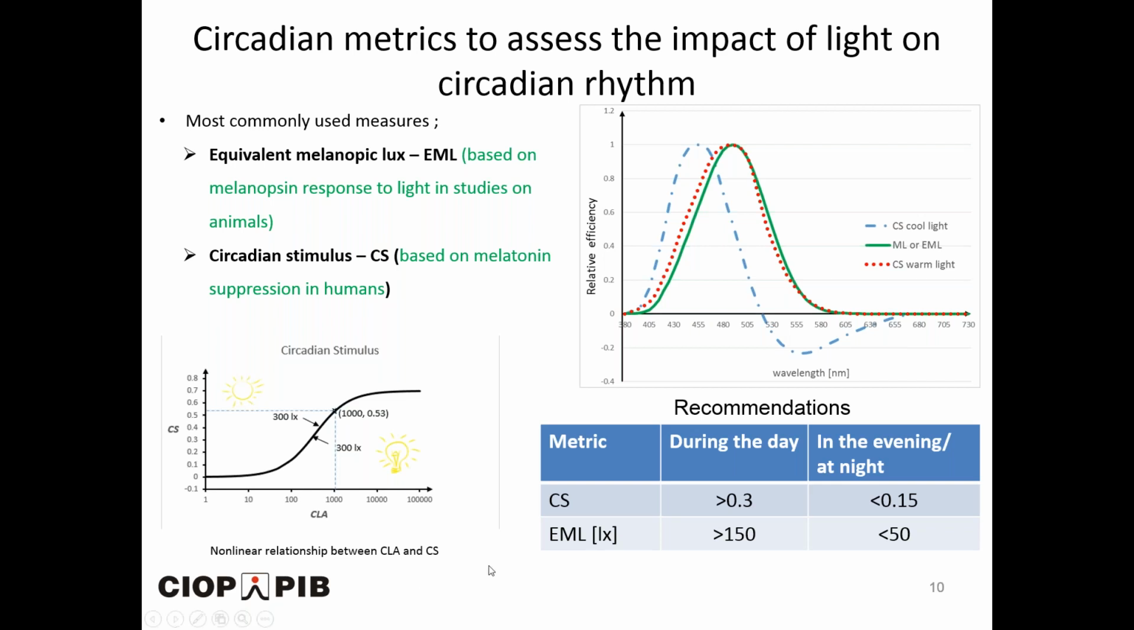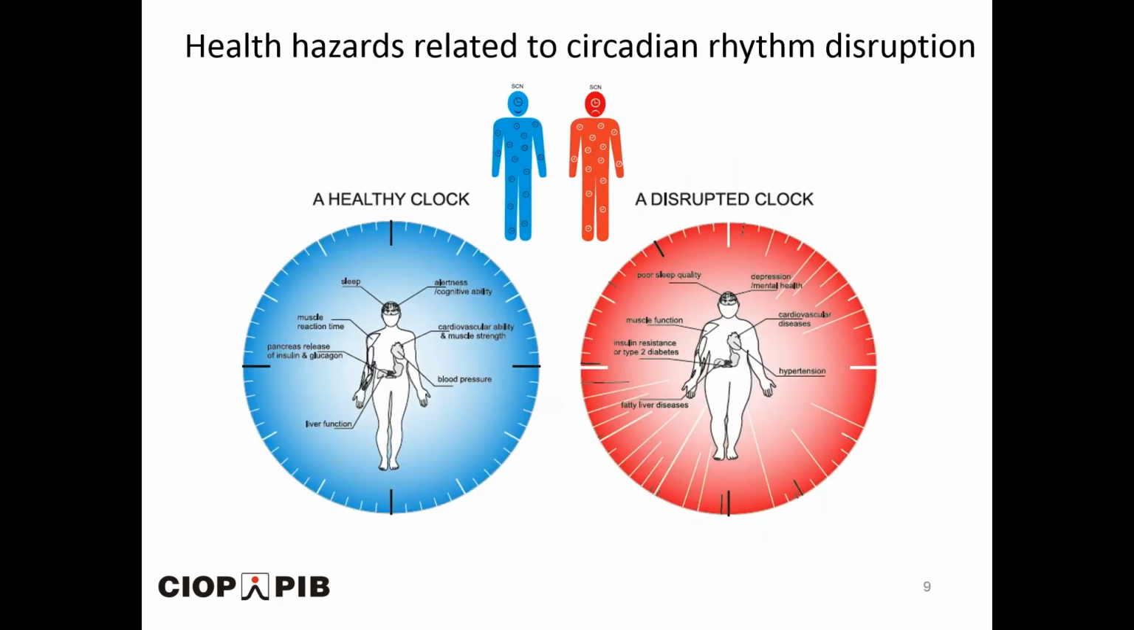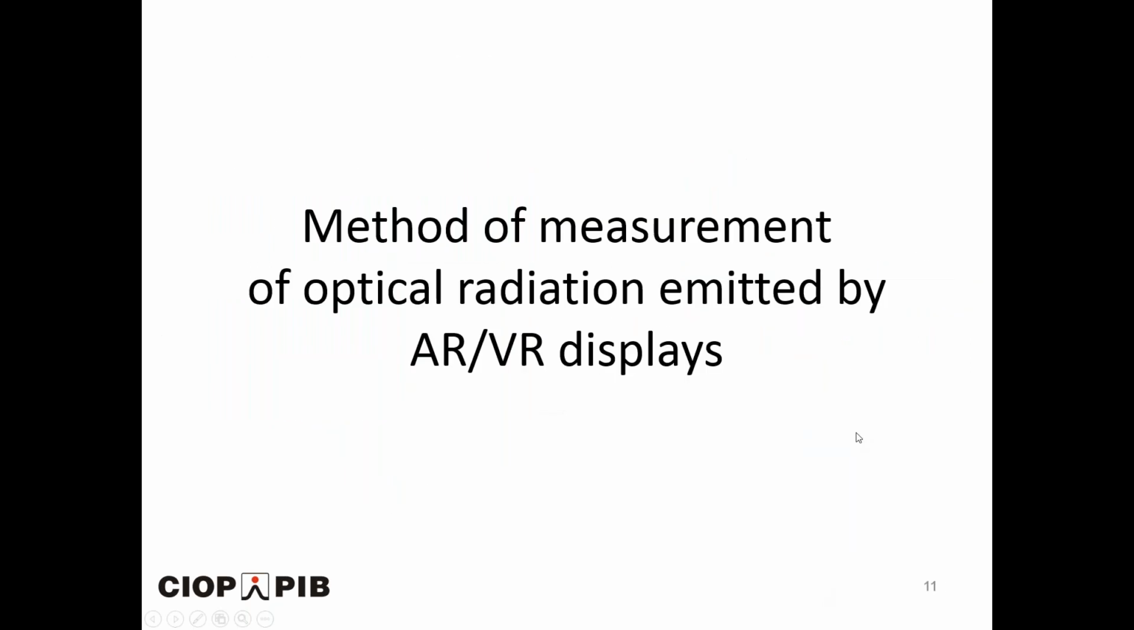Some recommendations: the CS parameter during the day should exceed 0.3, and in the evening shouldn't exceed a value of 0.15. The EML parameter, equivalent melanopic lux, should exceed 115 lux during the day and shouldn't exceed 50 lux during the evening and the night. I'm sorry, not this one.